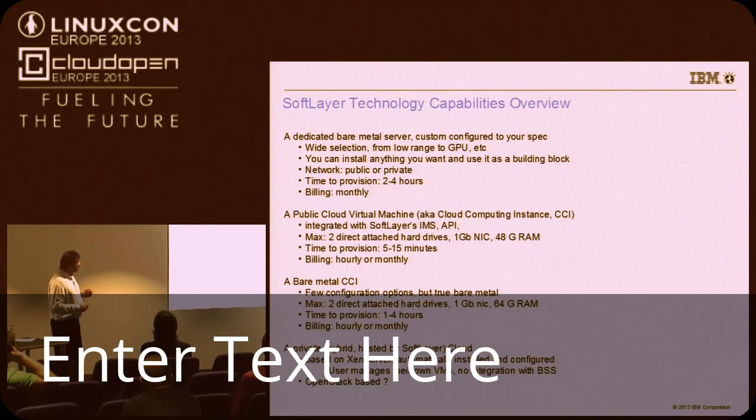What you can also do is get a cloud computing instance. You can provision and ask for virtual machines. You can also have a bare metal cloud computing instance, which is a variation of this. And last but not least is this particular element: you can ask for your own private cloud, which is hosted within SoftLayer.